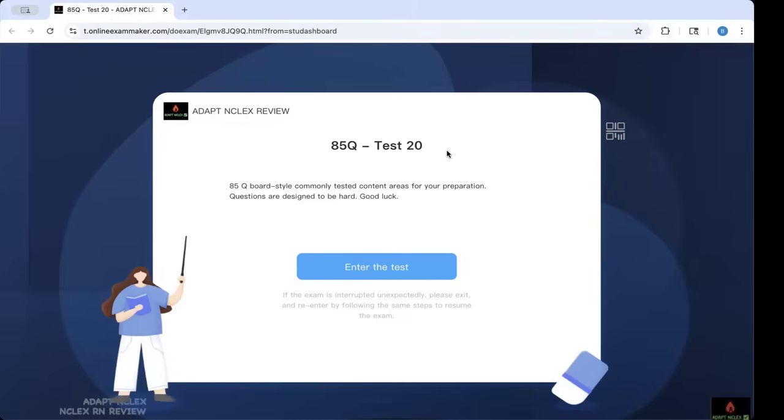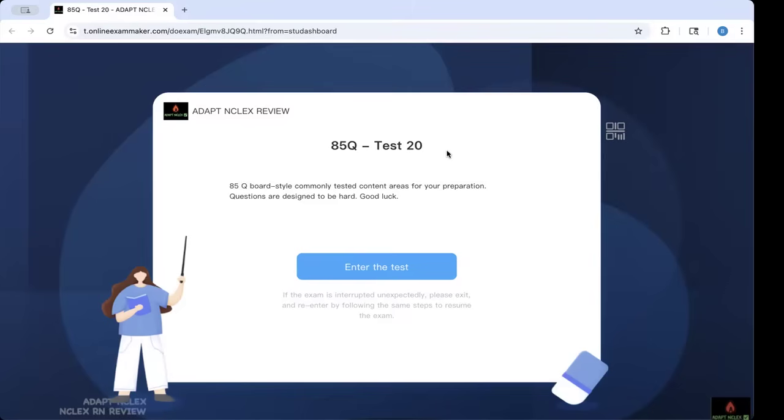Welcome to Adapt English Practice Question, 85 questions. This is test number 20. This is the hardest of all. This is a mock simulation, like a CAT exam, with random questions. If you score over 65 questions, you're on your way to passing. It's based on the distribution of the real NCLEX.